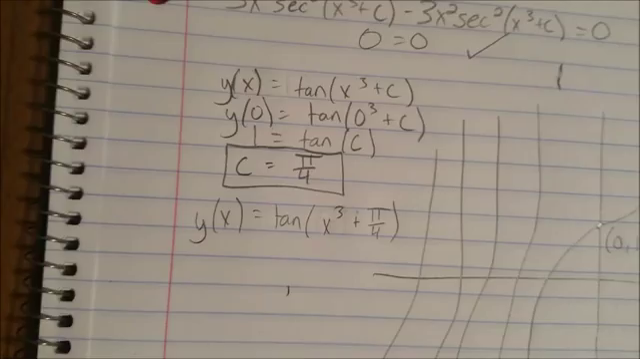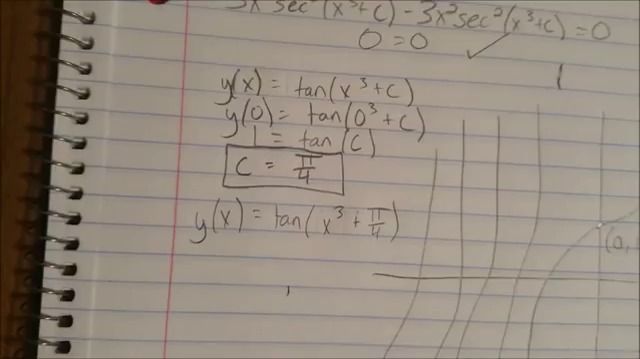Okay, so the next thing it asks is to find a specific constant value for our generic solution. So if we recall, the general solution given to us was tangent of x cubed plus c, and the next thing I did was I just substituted 0 in because our initial value is y of 0 is equal to 1. So I substituted 0 in, so I got tangent of 0 cubed plus c is equal to 1.